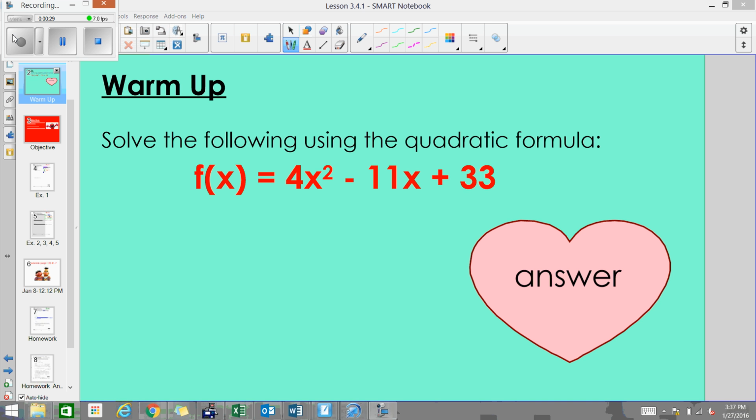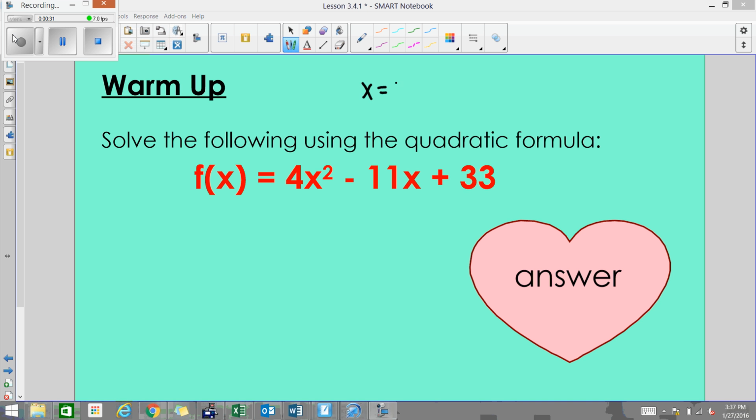If not, I'm going to write it up on the board. So here we go. We've got x equals the opposite of b plus or minus the square root of b squared minus 4ac, all over 2a. All right, so what I'd like you to do is pause the video and do this warm up, trying to find and solve this using the quadratic formula. Go.